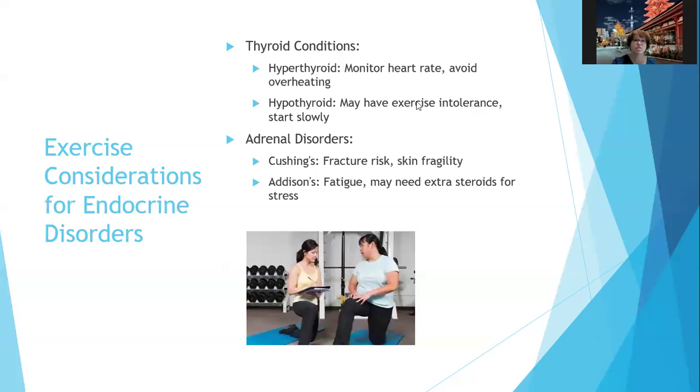So, exercise considerations with endocrine disorders. For thyroid conditions, if someone is hyperthyroid, you want to monitor their heart rate and you want to avoid overheating. Hypothyroid, they may have exercise intolerance, so you want to start slowly. With adrenal disorders, with Cushing's, which is hyper cortisol, there's a fracture risk and skin fragility. With Addison's, fatigue is a big issue, and they may need extra steroids for stress when they're in a stressed condition.